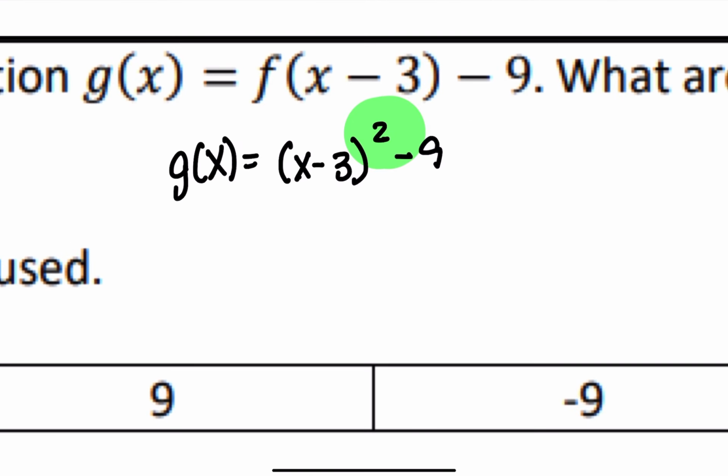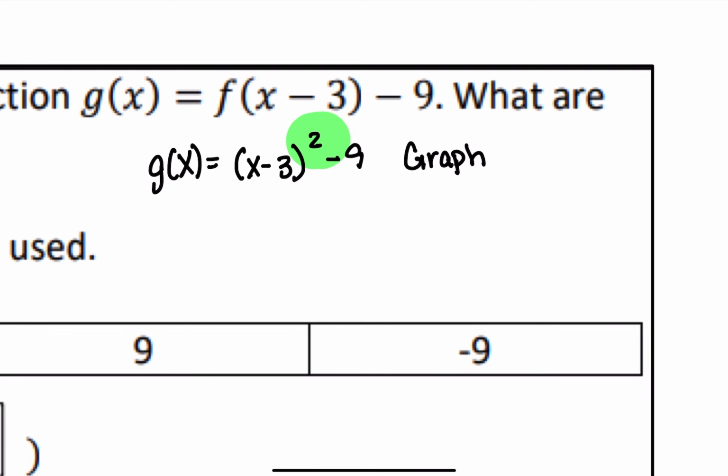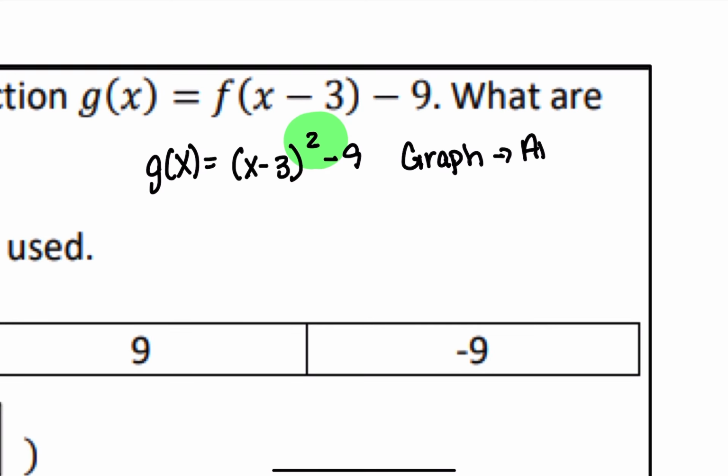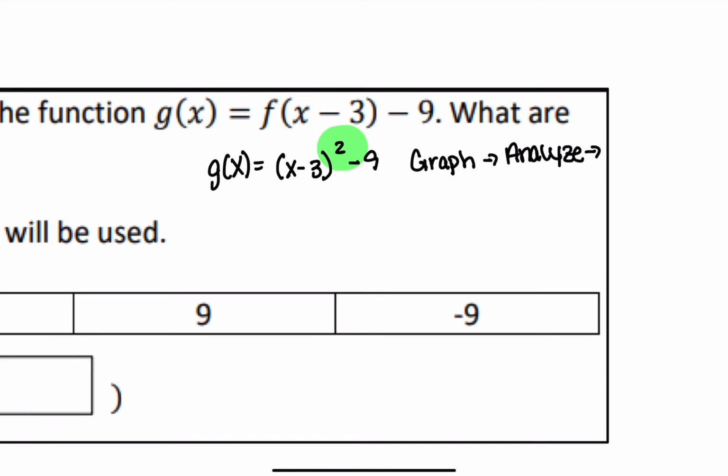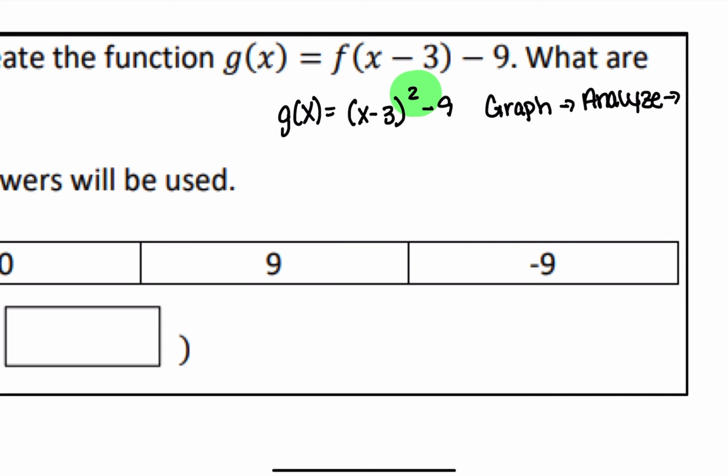If you graph this, then you would analyze, and you have to decide if it's a maximum or minimum. If it's a maximum, then you click maximum. If it's a minimum, you click minimum. But you have to fill in the blank as to which one it is. Or you can keep it simple.